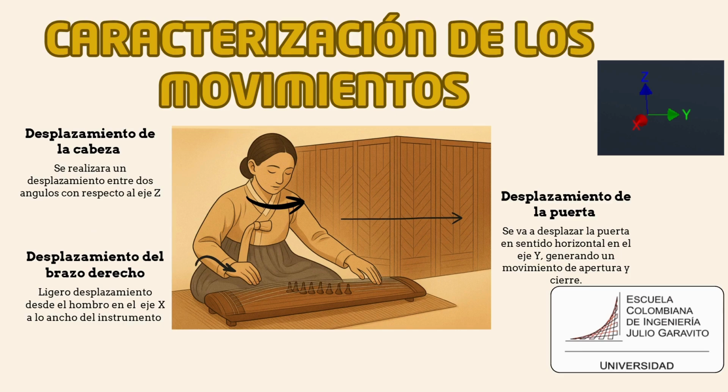We will have three movements, the first being the displacement of the head, which will be carried out between two angles with respect to the z-axis. As a second movement, a displacement of the right arm, which occurs on the x-axis, which will simulate that the instrument is being played. A displacement of the door, which will move horizontally on the y-axis, generating a movement of opening and closing of said door.